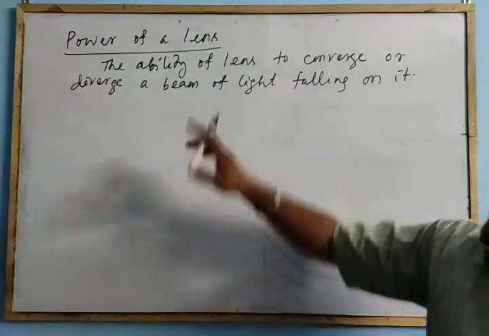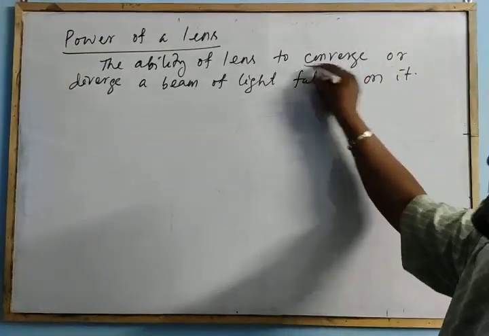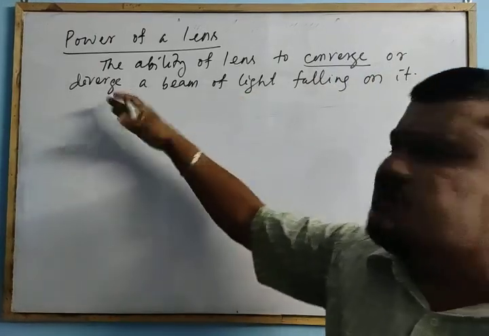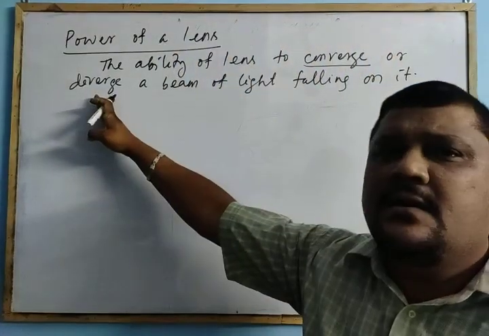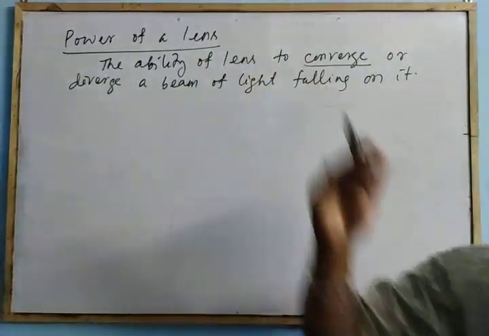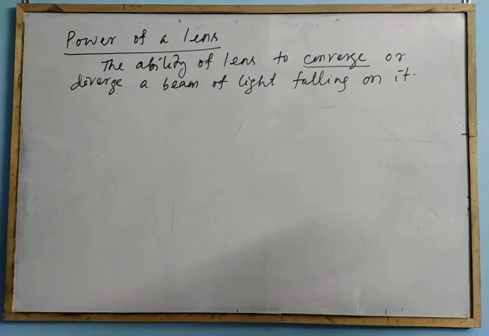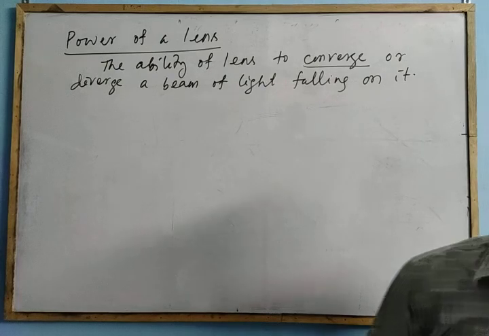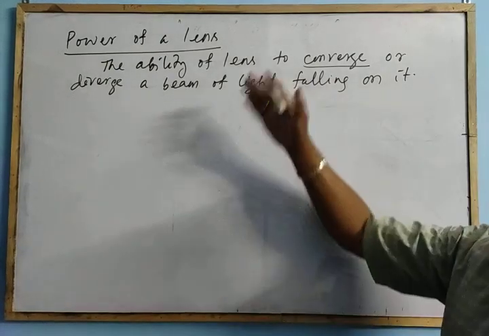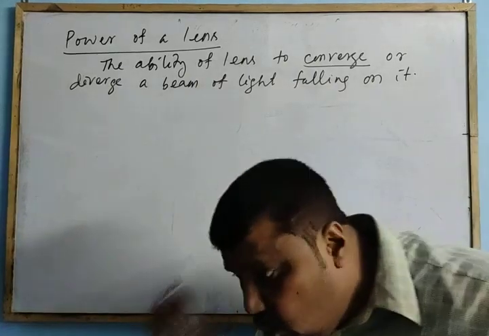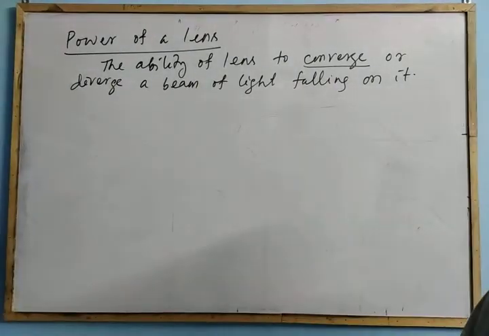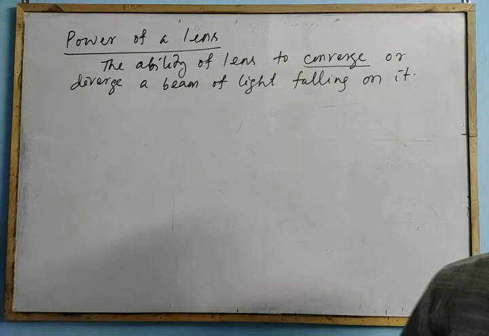Converge means a converging lens, diverge means a diverging lens, that is, the convex lens and the concave lens. That's why we use the terms converging and diverging. So we can say the power, or strength, of the lens is the measure of its ability to deviate the path of light rays.